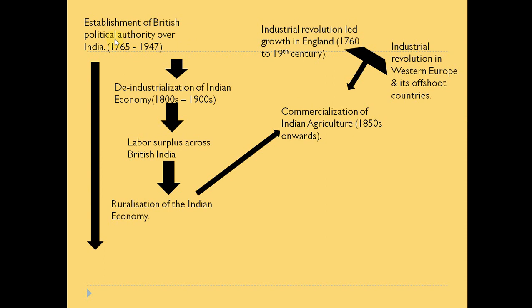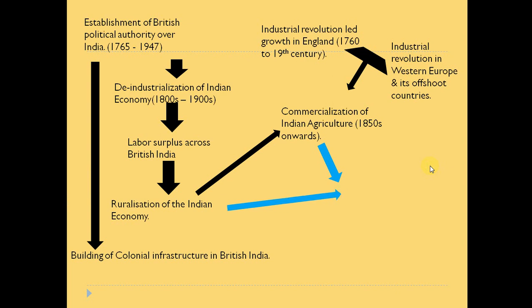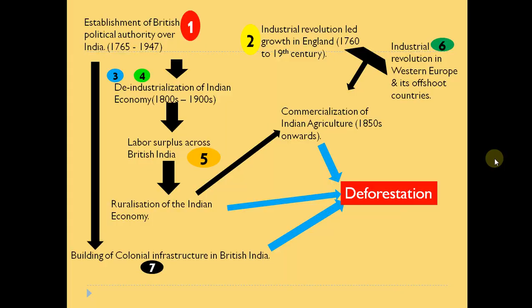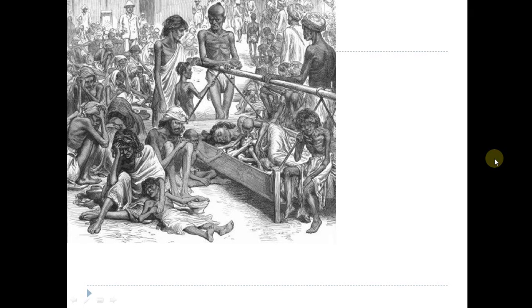In order to establish control over the territory, building of colonial infrastructure in British India was really necessary. Commercialization of Indian agriculture, ruralization of the Indian economy, and building of colonial infrastructure in India led to deforestation, as we have already discussed. What do you see here? A group of people hungry, desperate, about to die.